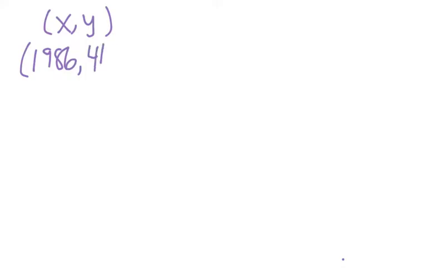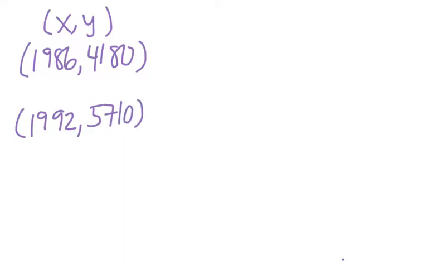So let's go ahead and I'm going to put the points up there. They told us that x was the time. So we have the year 1986, and the number of jeans that goes with that is 4,180. And then the other year was 1992, when I was in middle school, and the number of pairs of jeans was 5,710. And so we want to write the equation for that line. So let's go ahead and write our slope formula down.